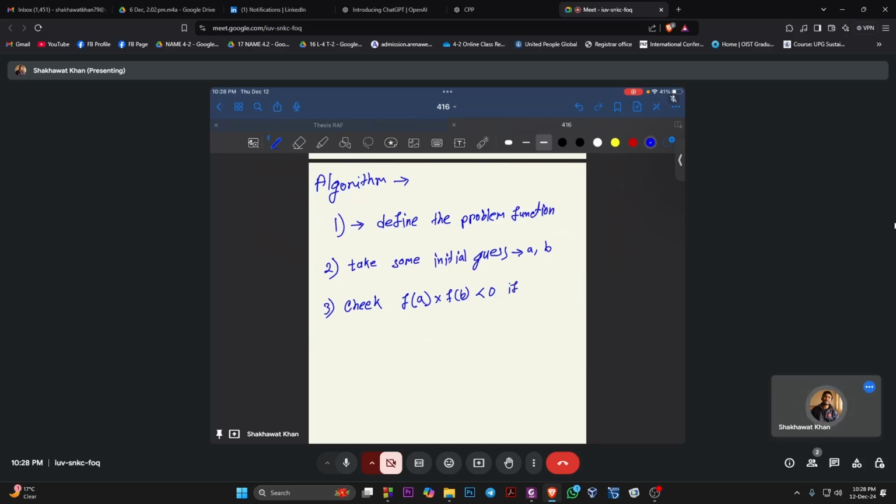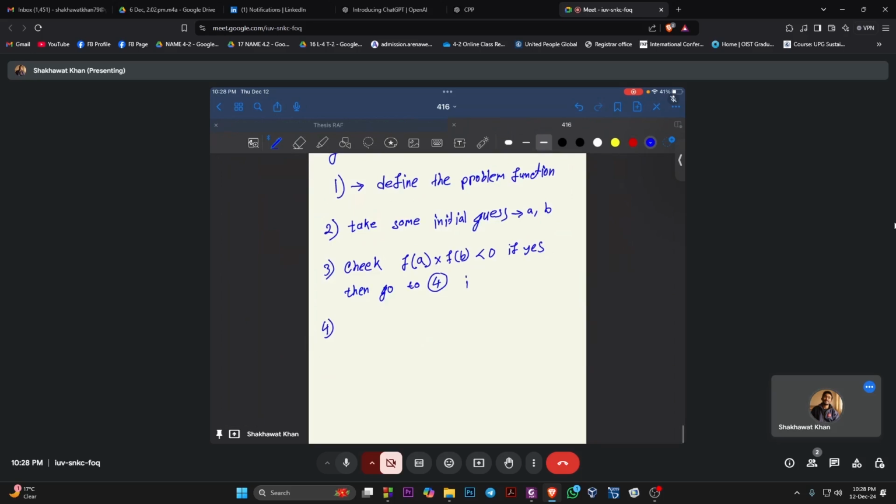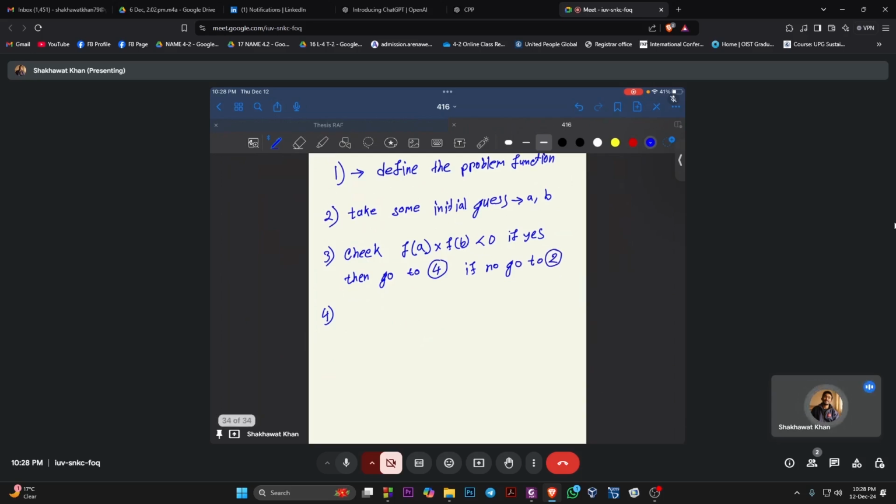If yes, then go to 4. If no, go to 2. That means we will ask something another case. Okay, so in that case, if our condition is this, then we can go for the further step.